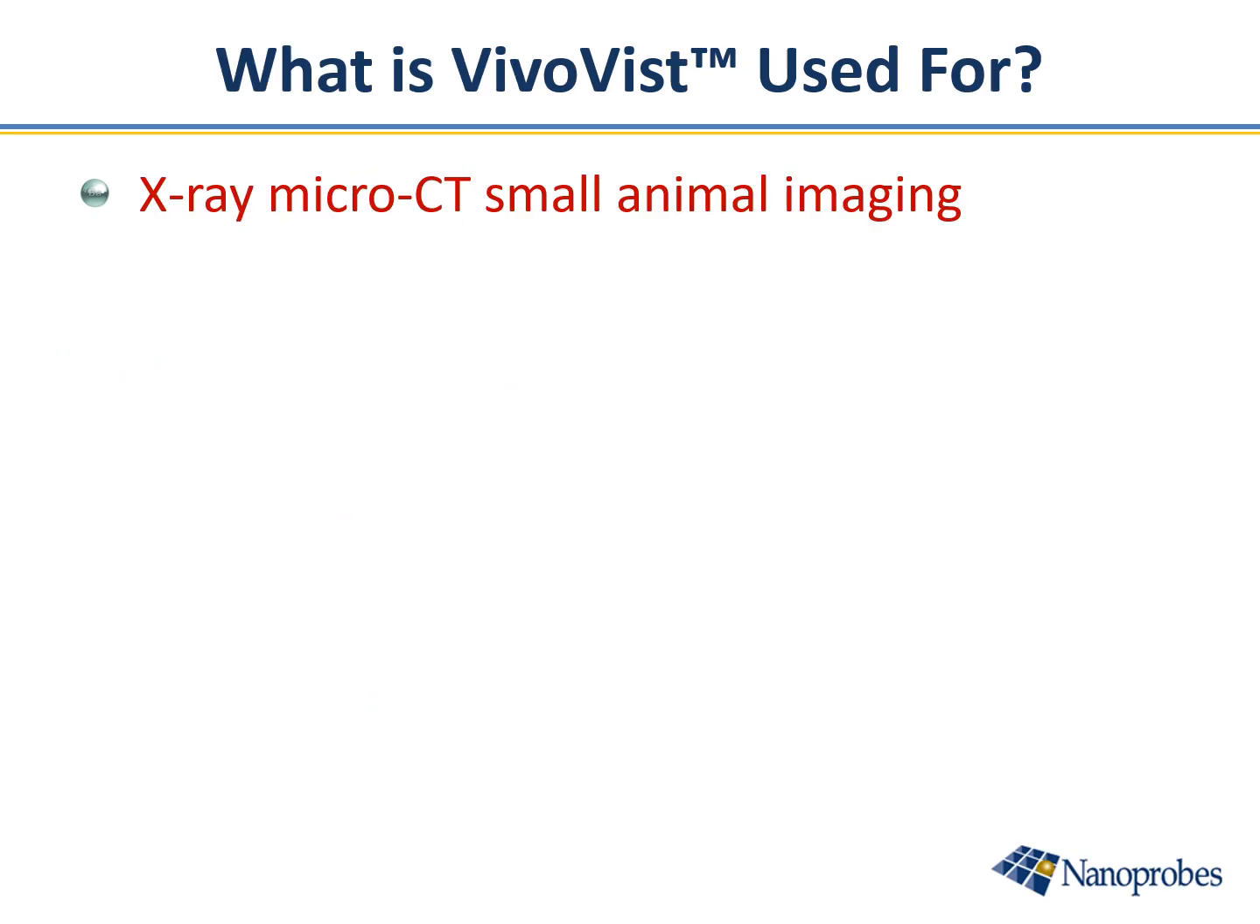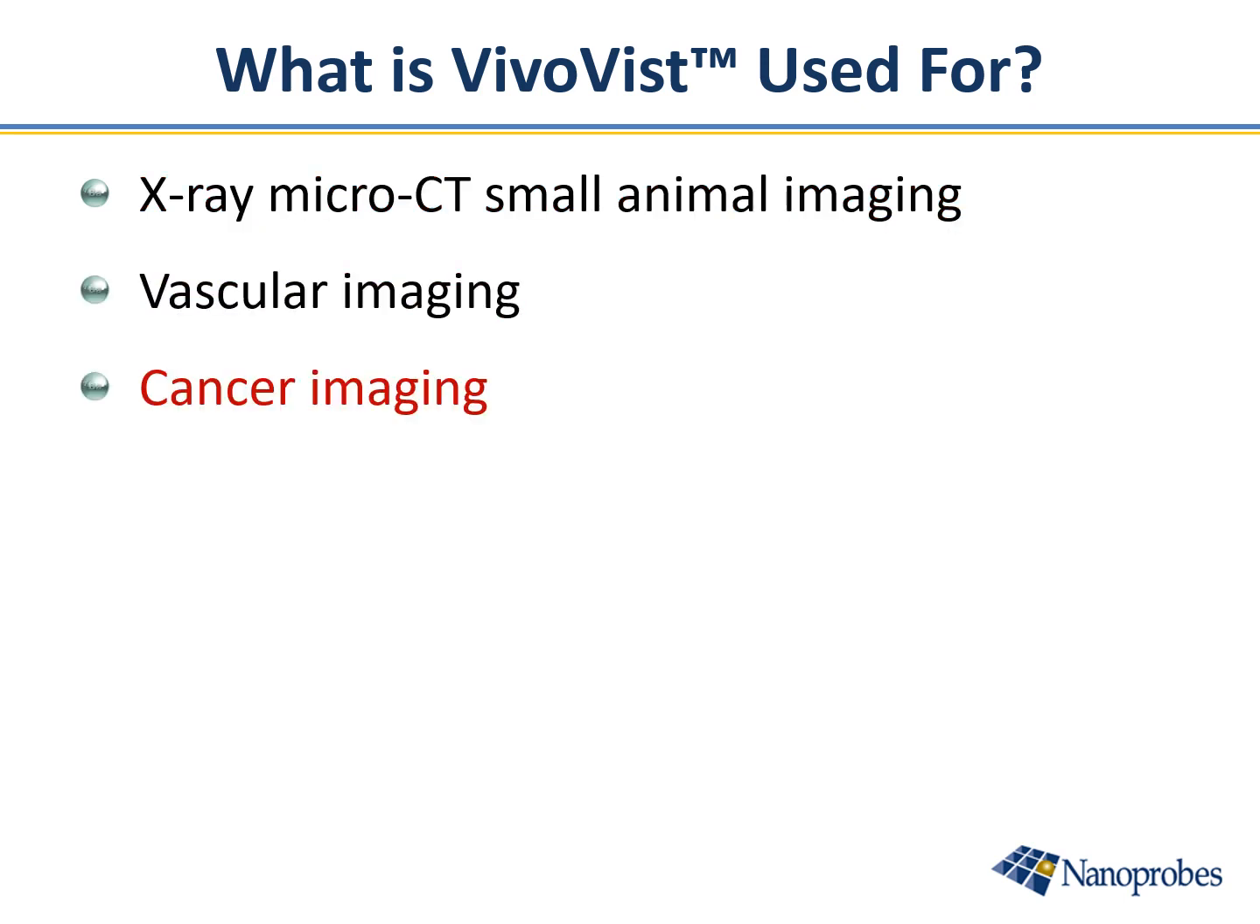What's VivoVist used for? Well, primarily X-ray micro-CT small animal imaging, where it's used for preclinical research to image the vascular system. You can use it to image obstructions or changes within the vascular system over time. It has a long blood half-life of 14 hours. That allows it to accumulate efficiently in tumors and allow good vascular imaging and tumor imaging, and can be used for many other preclinical research applications that include space filling and the study of other structures and organs.